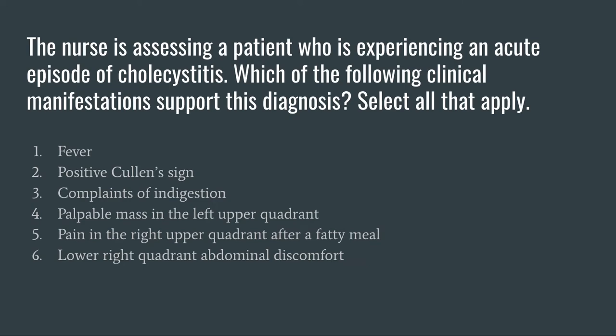What do we know about cholecystitis, the inflammation or infection of the gallbladder, and the clinical manifestations we're going to find? We know the gallbladder is located in the right upper quadrant of the abdomen, so we might have some right upper quadrant abdominal pain. We also know that with any gallbladder illness or infection, we're going to have pain that is worsened with the ingestion of foods, specifically fatty foods or processed foods. We also know there is inflammation or infection, so we may be experiencing a fever.